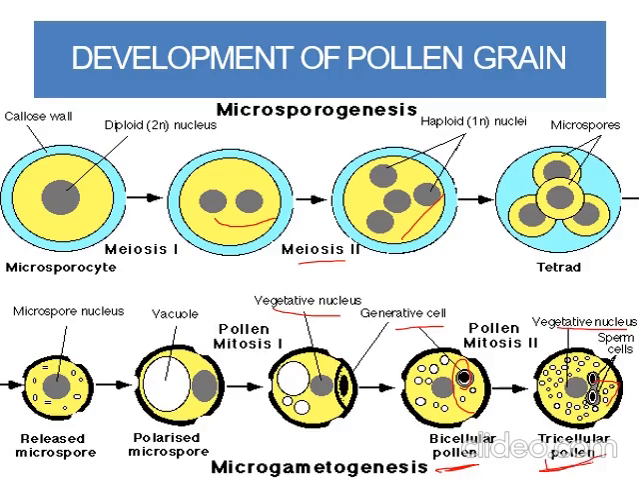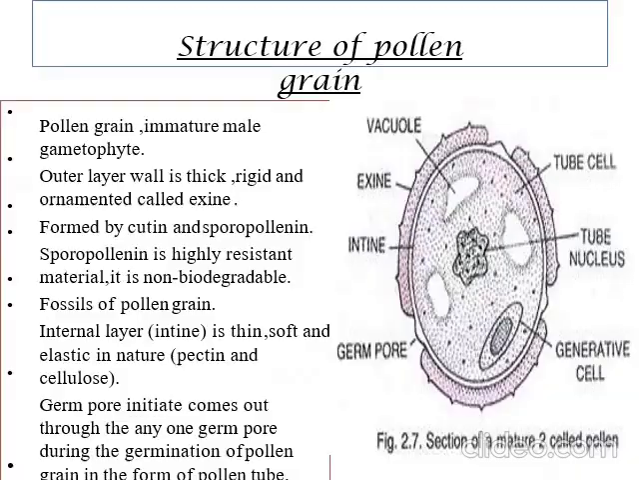So this is all about the development of the pollen grain. Now we see the structure of the pollen grain. The pollen grain, first of all, is referred to as the immature male gametophyte. Immature male gametophyte is the first point to be remembered always. The outer layer of the pollen grain is always thick, rigid, and ornamented, and is called the exine. You are seeing this is very thick and ornamented, with spike-like structures. And this exine is formed by cutin and sporopollenin.